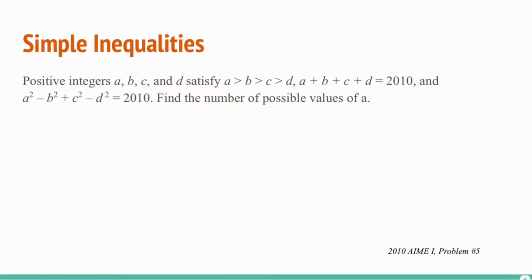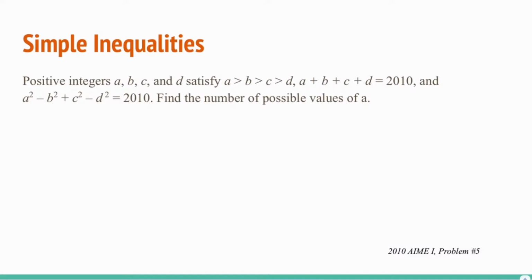Let's start with a problem that involves some simple inequalities. Positive integers a, b, c, and d satisfy a > b > c > d, a + b + c + d = 2010, and a² - b² + c² - d² = 2010. Find the number of possible values of a.